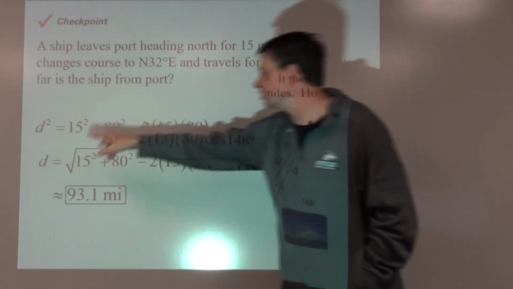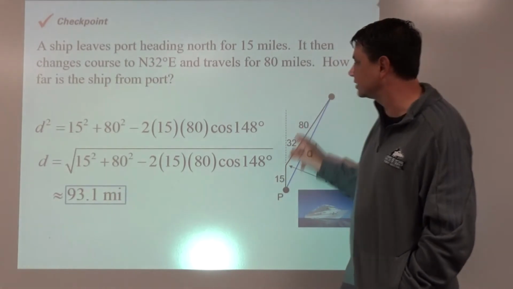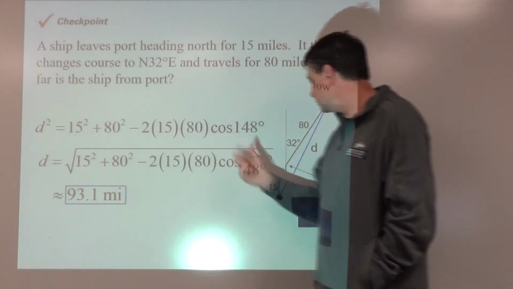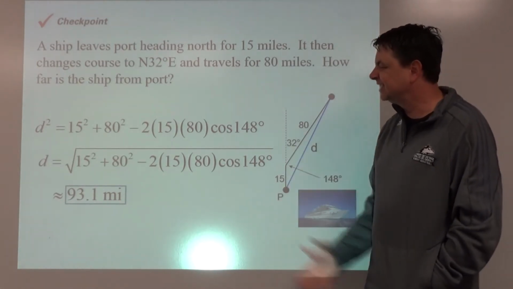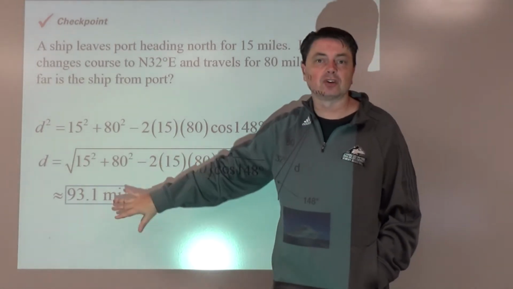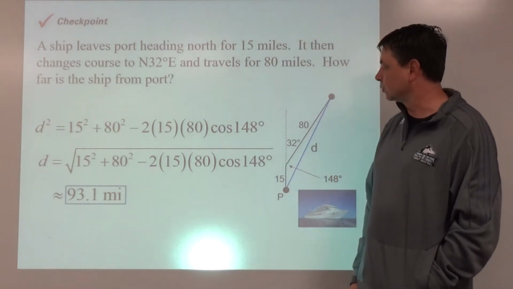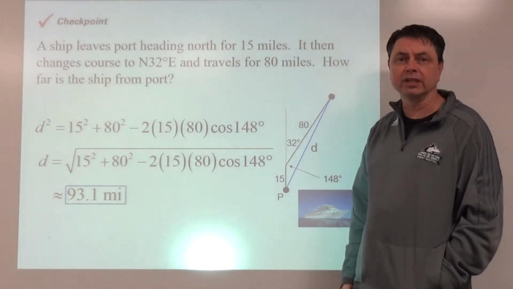Our distance. Distance squared is equal to the sum of the squares of those two sides minus 2 times their product times the cosine of the included angle. You get about 93 miles, or 93.1 miles, depending on how extreme we want to round. Definitely don't want to go any more than that.